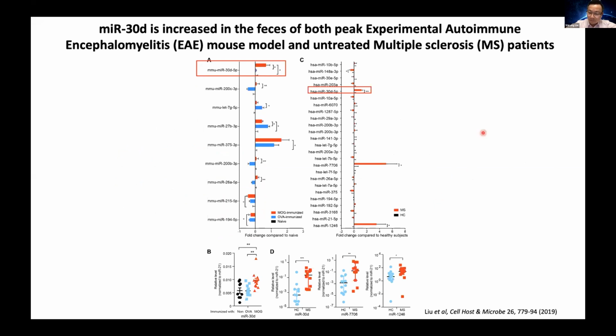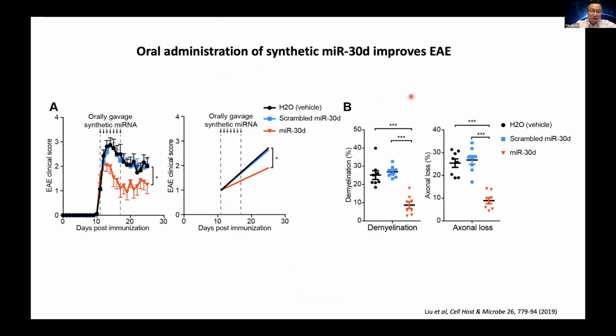When we look at the microRNA profile by sequencing, we found a specific microRNA, miR30, that is increased in the EAE model as well as increased in the MS patient. And this is interesting because when we synthesize this microRNA and give it to the animal model of MS, we found this miR30 can improve the disease.